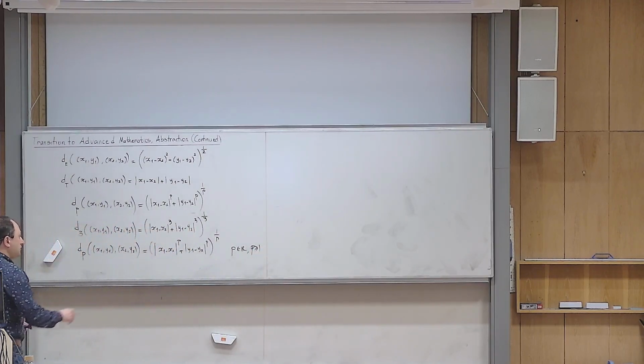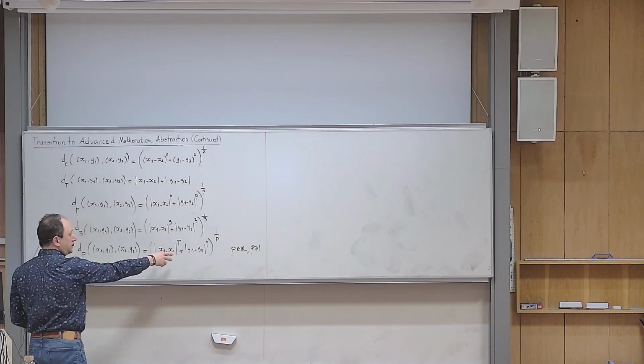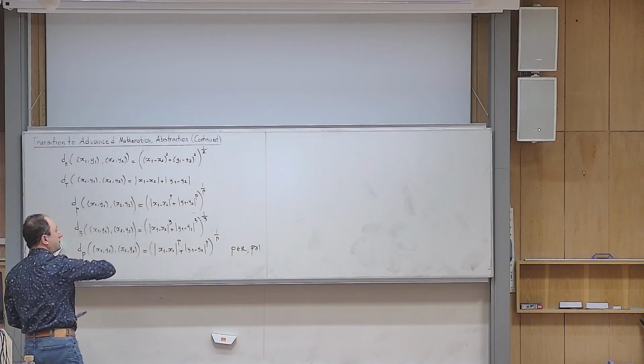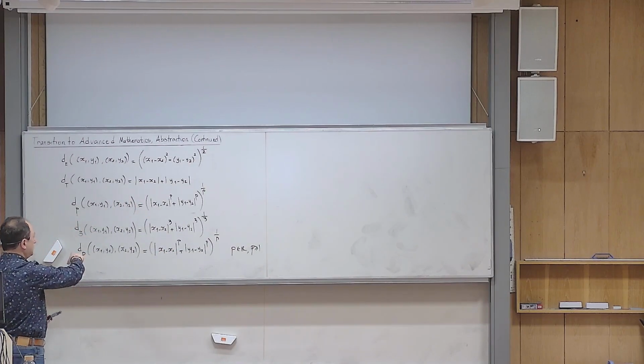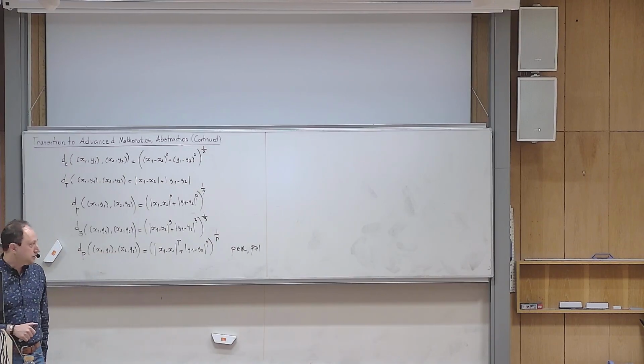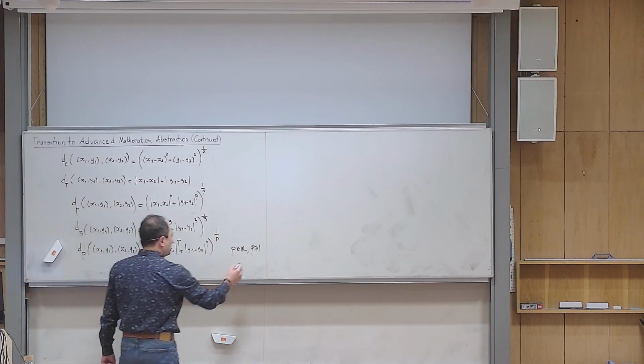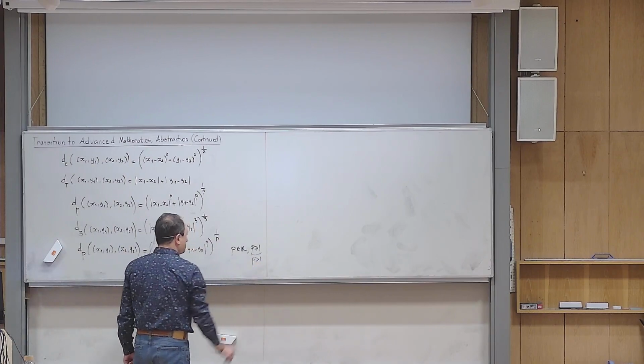Okay, for the case of p equals 1, we don't have anything to prove because that becomes the taxicab metric, and we already showed that this satisfies all properties. So we can safely, for the time being, assume that p is greater than 1.